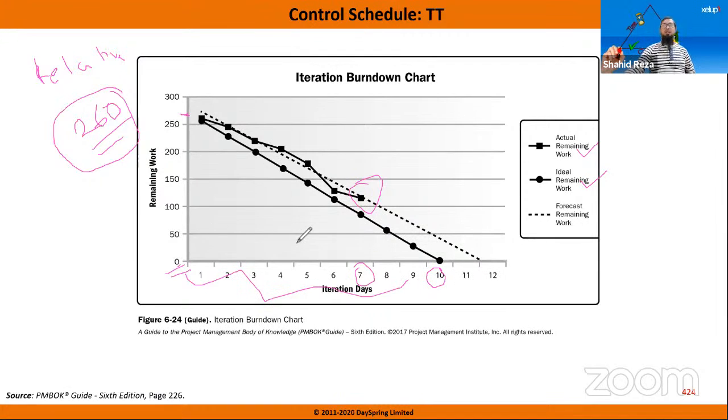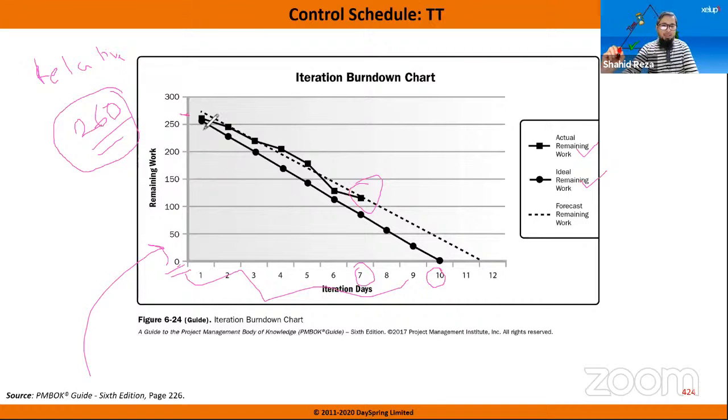So this iteration burn down chart is updated every day after completing the daily stand-up meeting. The daily stand-up meeting is done in front of the task board. In that task board, this burn down chart is also there. So they see this and they discuss this, and after the meeting, how much they have done.